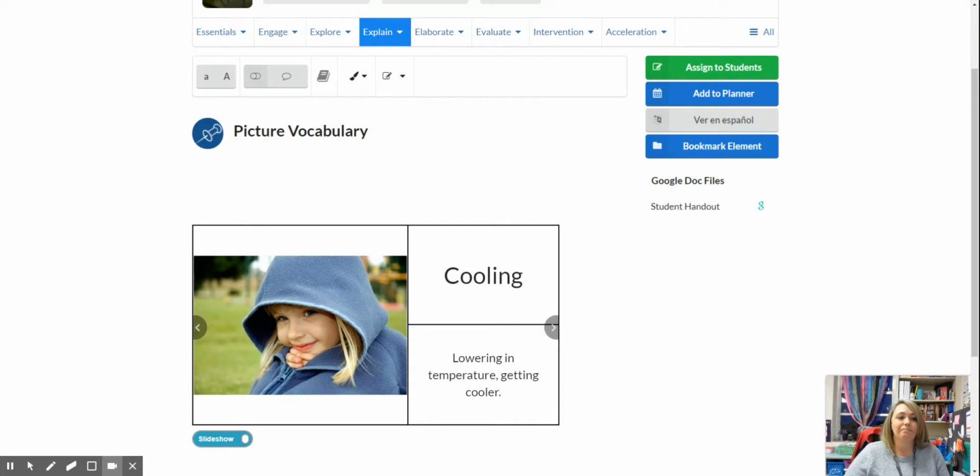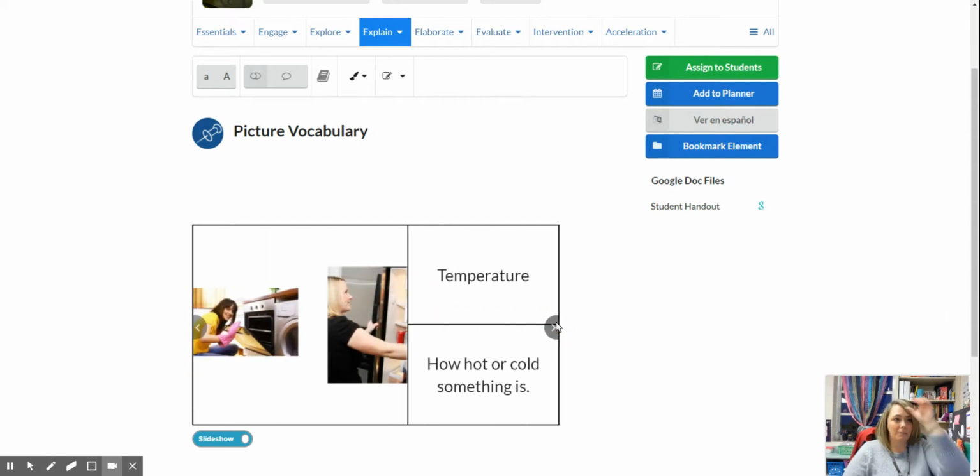Okay. Our next word is temperature. That's just a gauge of how hot or cold something is. It's a way of measuring. If you're not feeling good, your mom or somebody might take your temperature with a thermometer. That's the tool, the thermometer. And the temperature is just measuring how hot your body is.